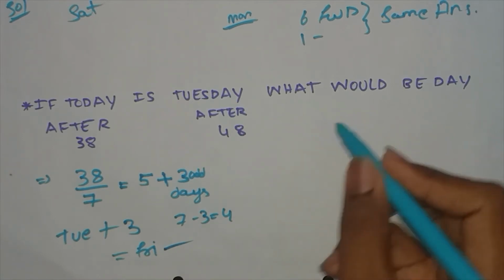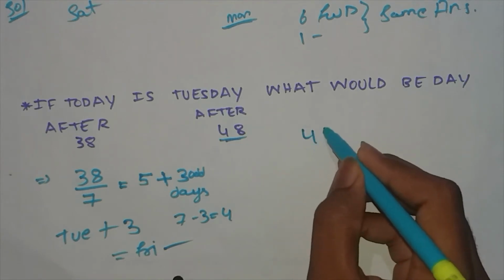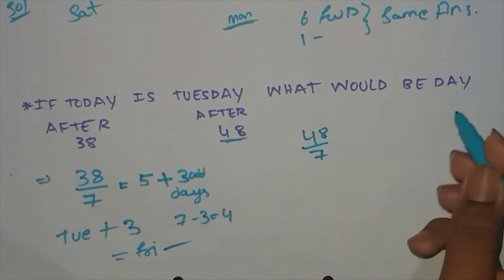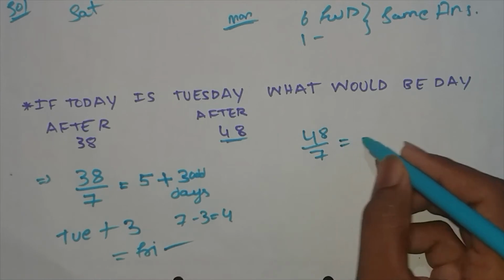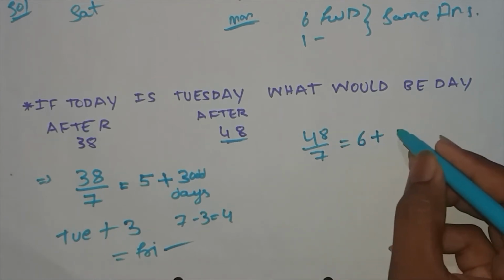The next question is after 48 days. I will divide this by 7 to get the number of odd days. 7 sixes are 42, and the remaining part is 6 odd days.